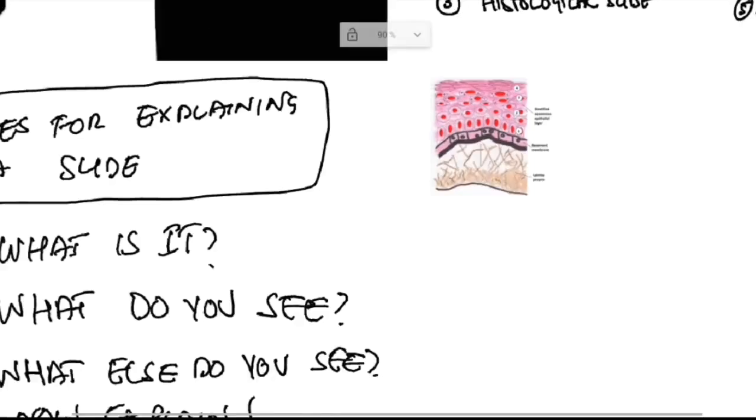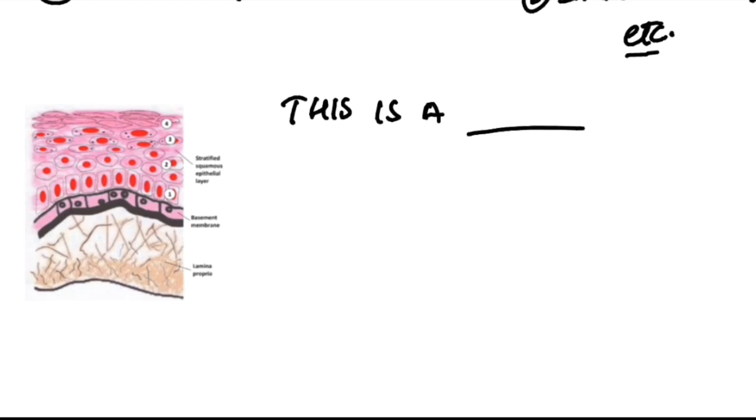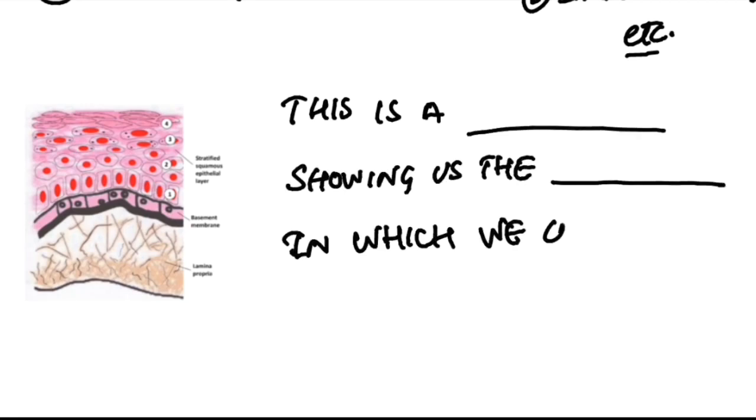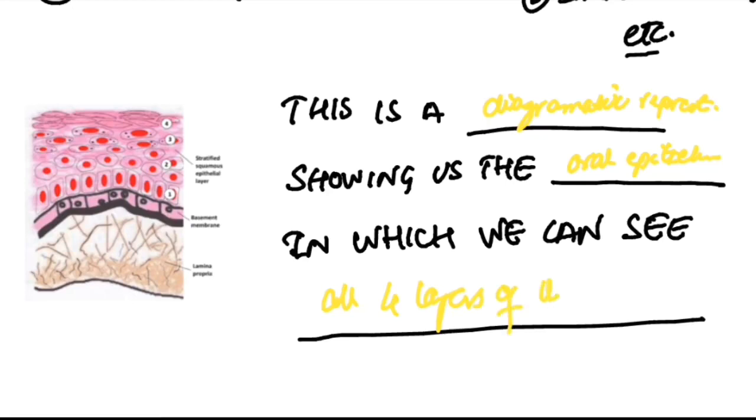Now suppose you are looking at the slide. Your answer should always begin with: this is a dash, showing us the dash in which we can see dash. Now when I answer, this is a diagrammatic representation showing us the oral epithelium in which we can see all four layers of the epithelium as well as the connective tissue part below it. Now once you have spoken this statement, you wait for the interviewer to ask what else do you see in it.